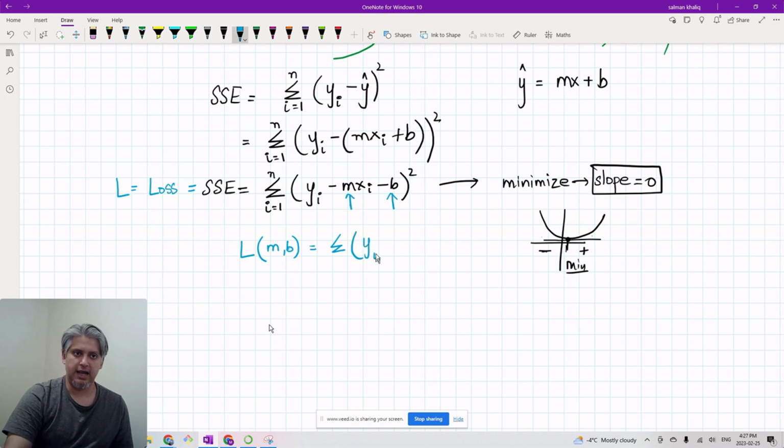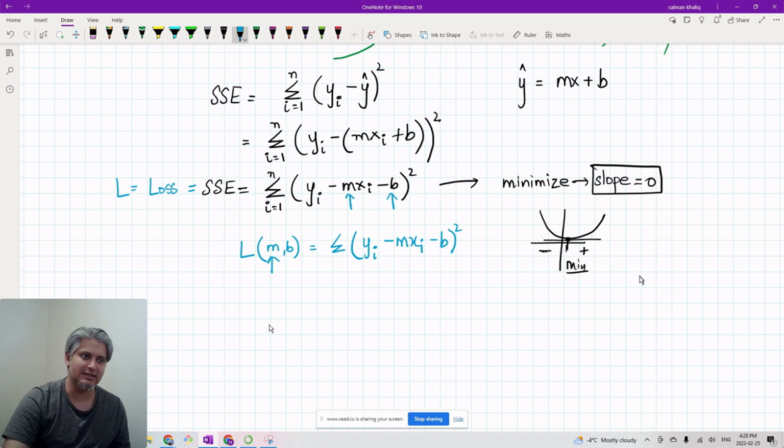Then this (yi − mxi − b) whole square. So that's my loss function. And if I want to find the minimum of it, then I need to find the minimum, because the m value is basically one of the values that I need to use to tweak it.